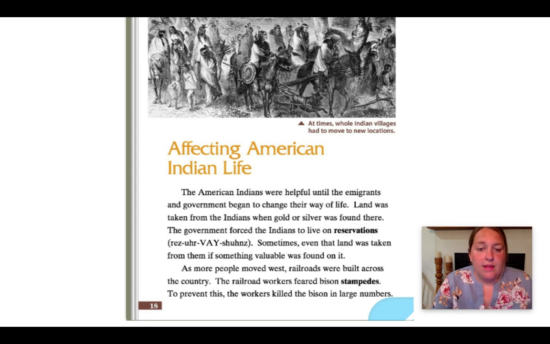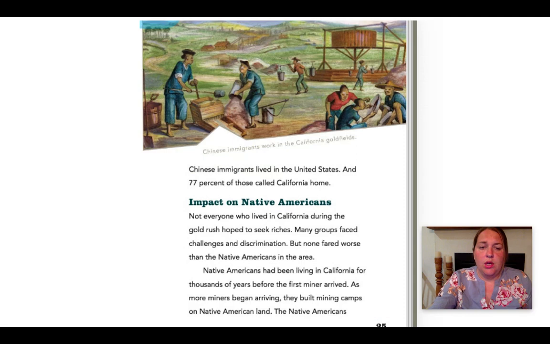So when I read this, I started to have a really strong understanding that the land that Native Americans had lived on was being taken from them because of the discovery of gold.